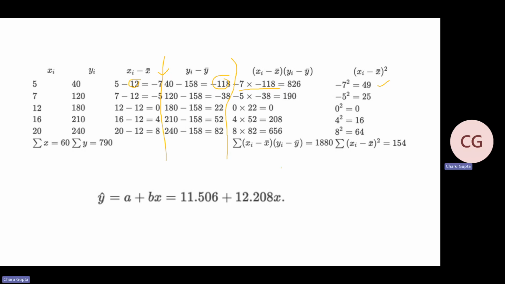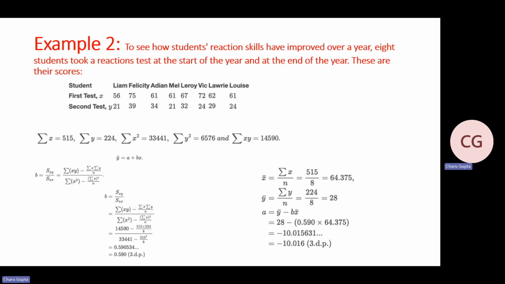The question that we have done is to find out the least squares method using linear regression. Next, let us see how the students' reaction skills have improved over a year. So I have two data sets. First is the first test for different students. There are 8 students. They have given a first test and a second test. So can we predict, on the basis of the first test, what the student will score in the second test, right?